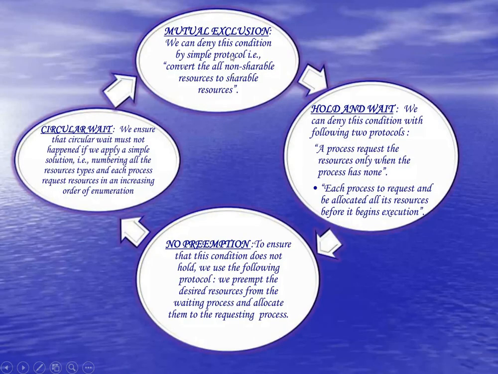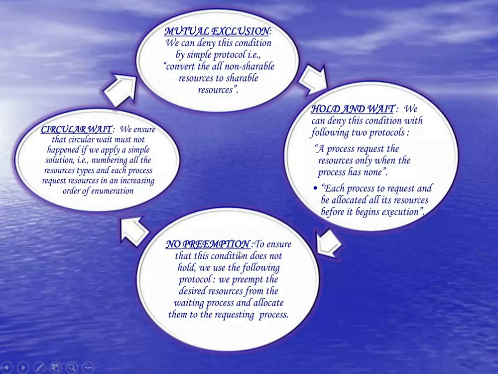Hence, in mutual exclusion, we can deny this condition by a simple protocol, that is, convert all non-shareable resources to shareable resources. Next one is hold and wait. We can deny this condition with the following two protocols. A process requests resources only when the process has none. Each process requests and is allocated all its resources before it begins execution.